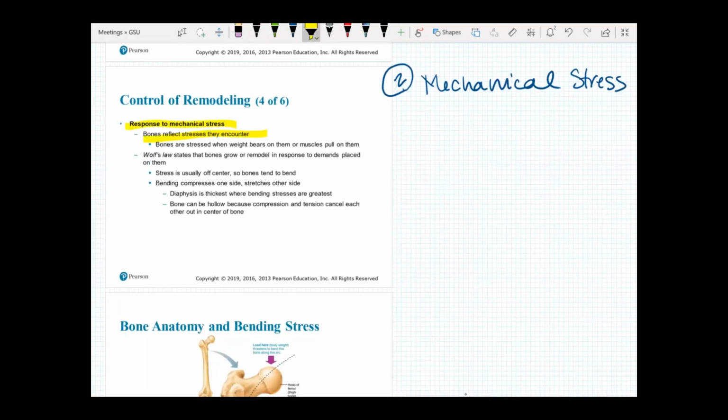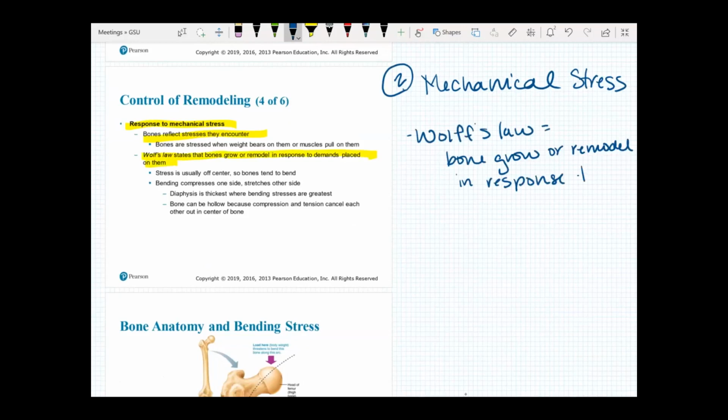So there's this gentleman named Wolff who came up with a law, and his law is going to be called Wolff's Law. And Wolff's law is that the bone will actually grow or it will remodel in response to stress.